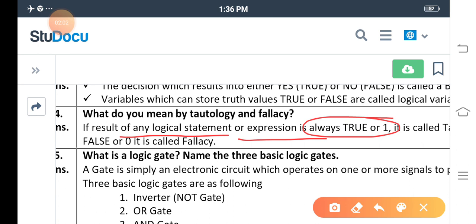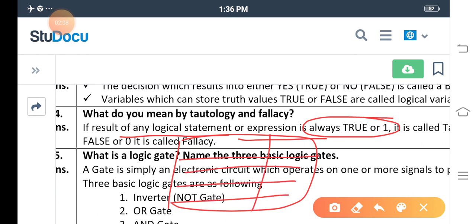For example, if in a given expression you solve that expression by using truth table, and in that truth table you are getting all the entries in the output column as 1, everywhere you are getting 1 in the output column, then it is called what? Tautology. Otherwise, if you get all the zeros in the output column, it is called falsy. And if you are getting a mixture of zeros and ones, then it is known as contradiction.